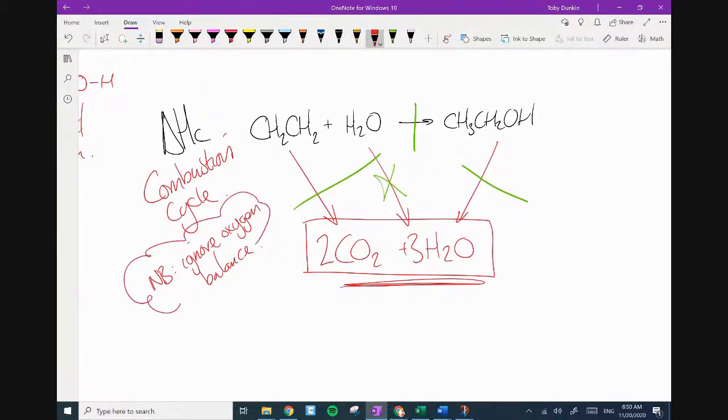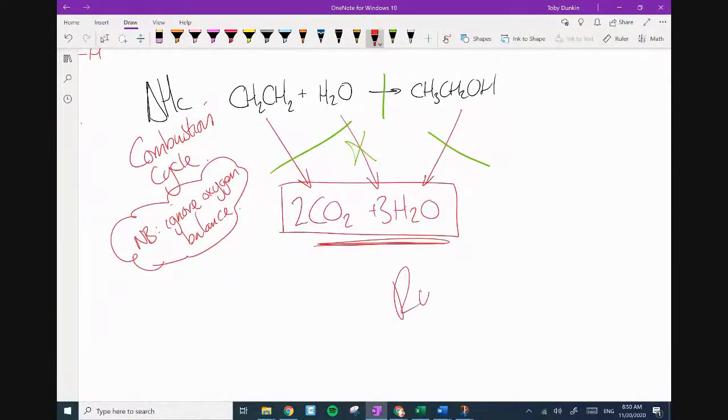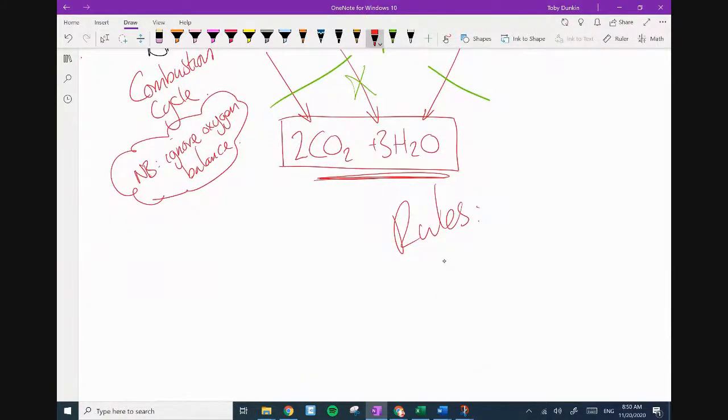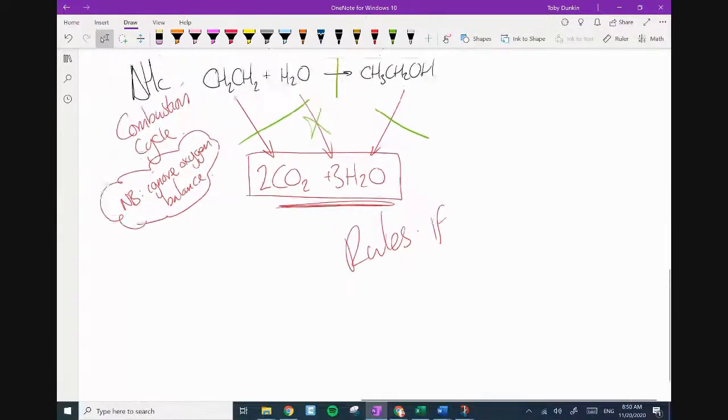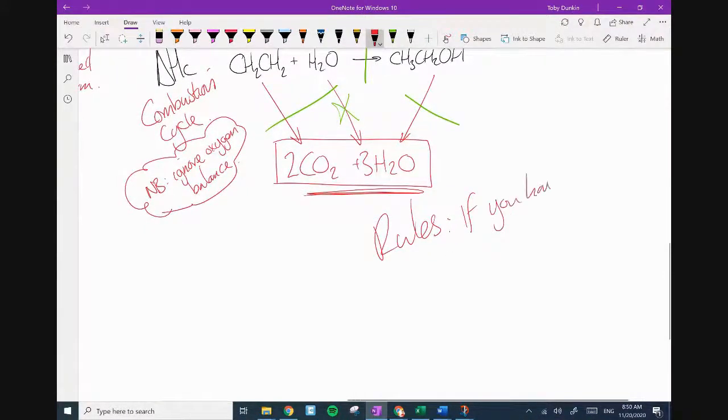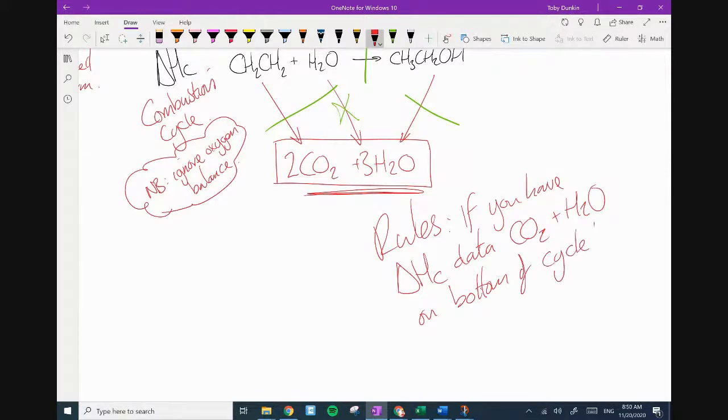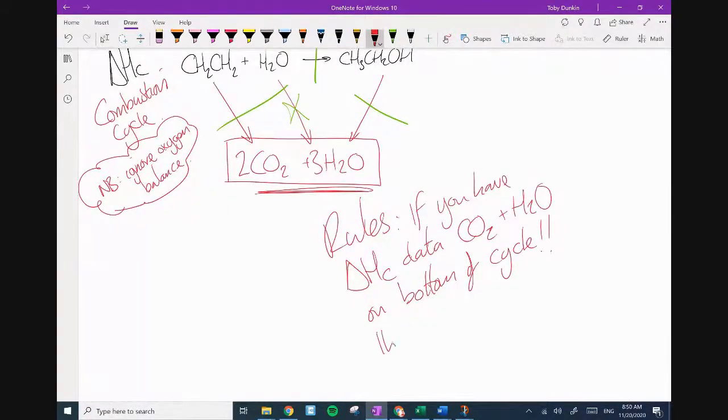It's a weird thing. But the rules for this, let's create the rule box. Rules: CO2 and water are on the bottom. If you have delta H combustion data, CO2 and water are on the bottom of the cycle, and the arrows point down.